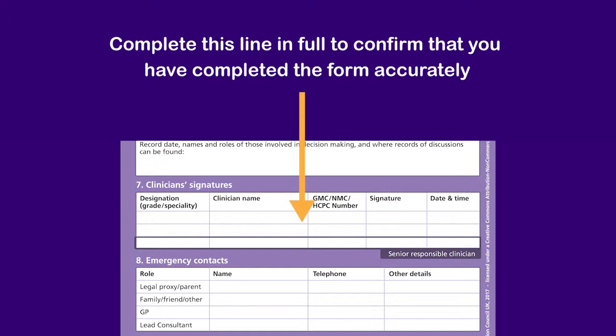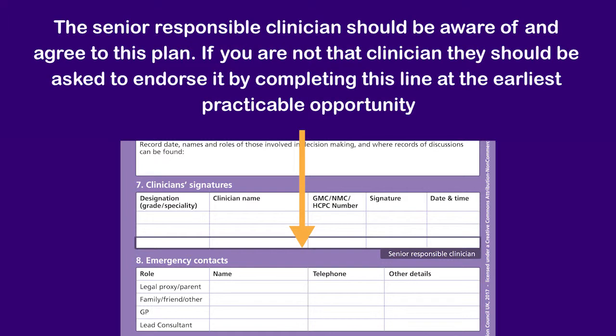Complete this line in full to confirm that you have completed the form accurately. The senior responsible clinician should be aware of and agree to this plan. If you are not that clinician, they should be asked to endorse it by completing this line at the earliest practicable opportunity.